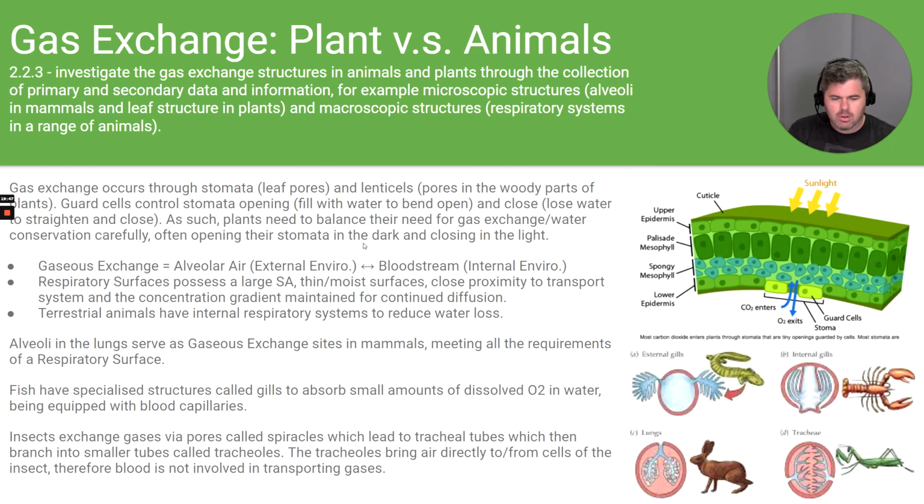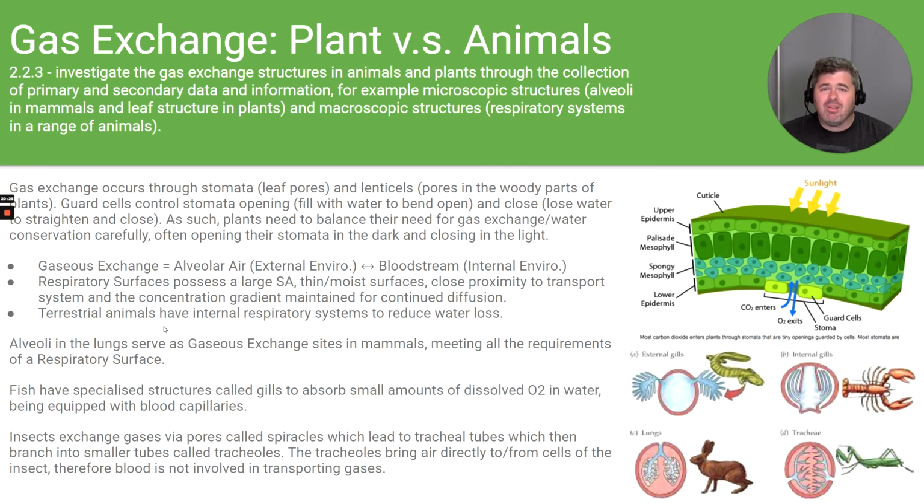Guard cells control stomata opening: they fill with water to bend open, and lose water to straighten and close. As such, plants need to balance their need for gas exchange and water conservation carefully, opening the stomata in the dark and closing in the light. So, like many Australian organisms, plants are going to release gases when it's cool enough that they can control the release more carefully. When it's daytime and it's suddenly much too hot, they close them up and wait again until it's darker and cooler in order to operate properly.